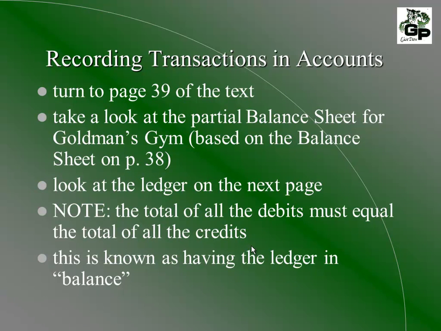Now we're going to turn to page 39 of the text, and we're going to take a look at the partial balance sheet for Goldman's Gym that's based on the balance sheet on page 38. And then we're going to look at the ledger on our next screen. Notice that the total of all the debits must equal the total of all the credits. This is known as having the ledger in balance.